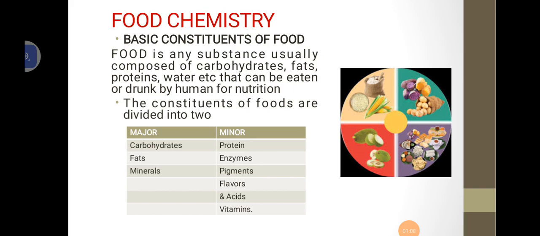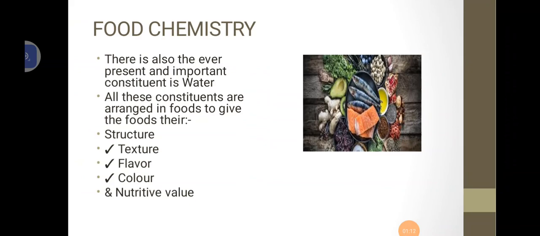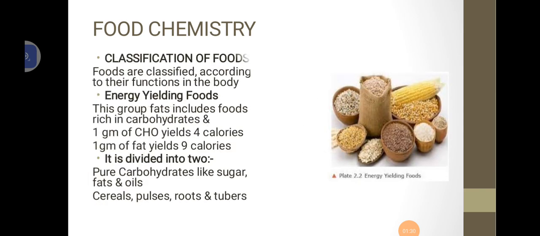As shown in the figures. Food chemistry. There is also an ever present and important constituent, water. All these constituents are arranged in food to give the food its structure, texture, flavor, color, and nutritive values.